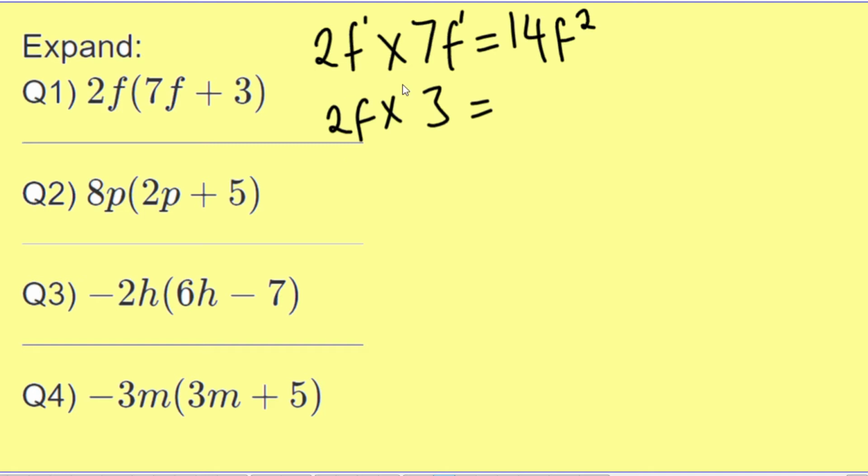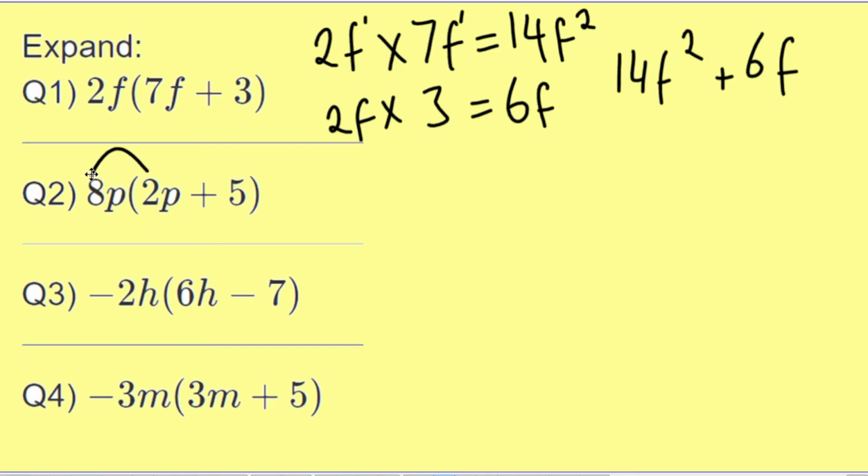And 2f times 3, that's going to give us 6. And we've got an f here, so it's going to put the f there. Okay, so it's going to be 14f squared plus 6f. And again, if it's not exactly the same, if this was f, we could add them together. But because it's f squared, we can't add it to this. Okay, they have to be exactly the same ending to add them.